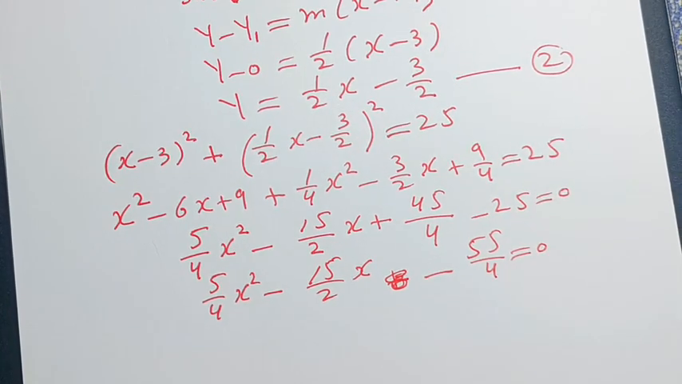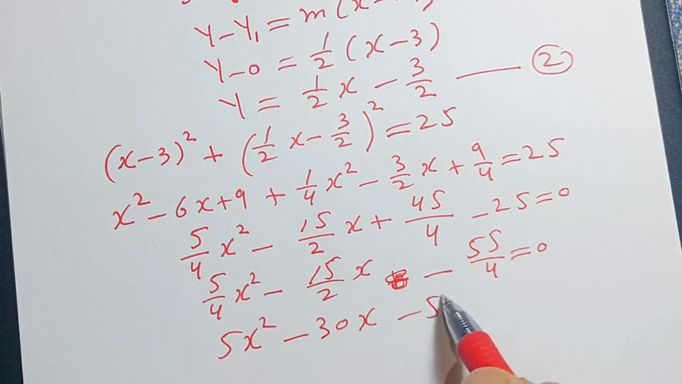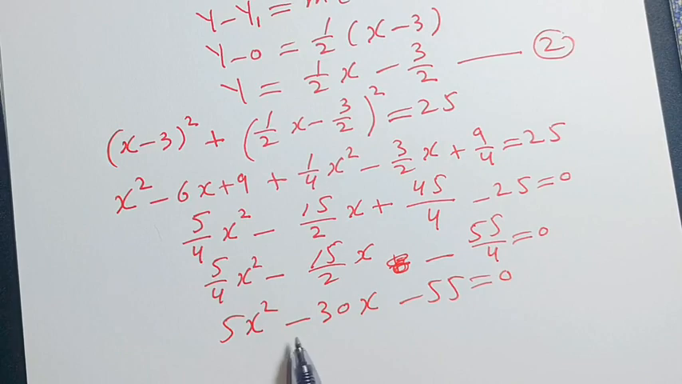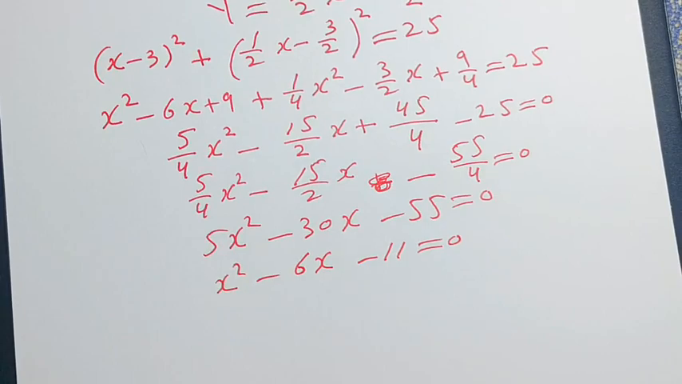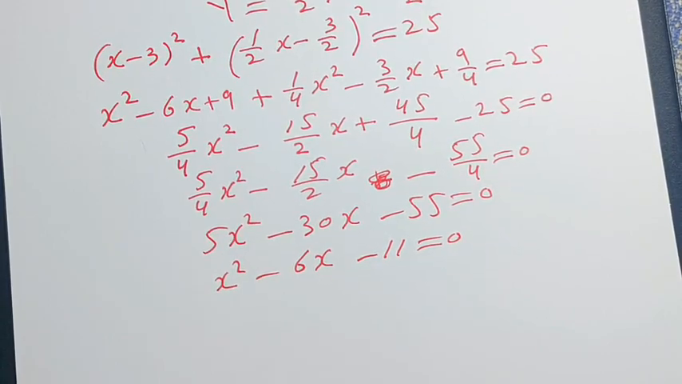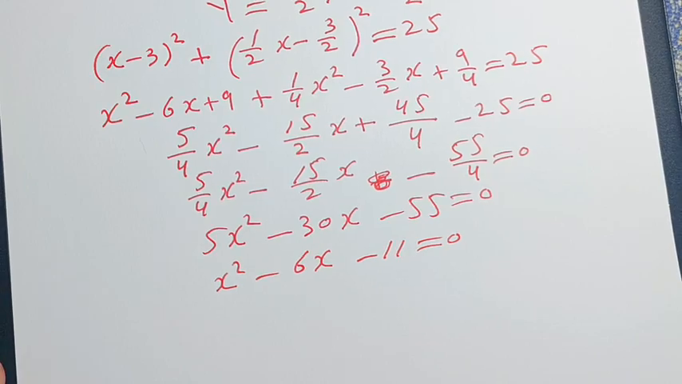Now I need to get rid of the denominator. Multiply by 4. It's going to be 5x squared minus 30x minus 55 is equal to 0. I can see that 5 is common, so I can divide by 5. It's going to be x squared minus 6x minus 11 is equal to 0. Now, I can't factorize, so I'm going to use the quadratic formula here.